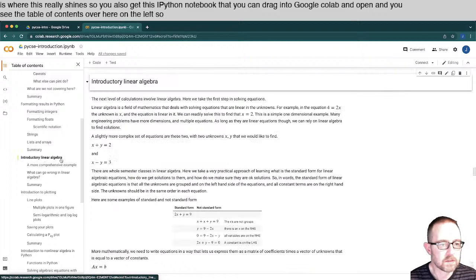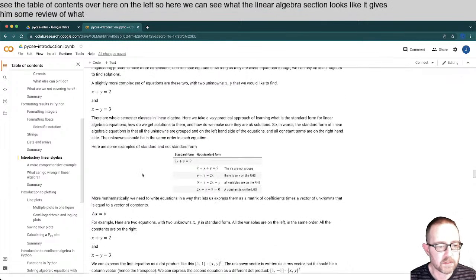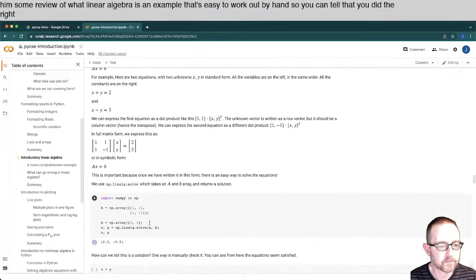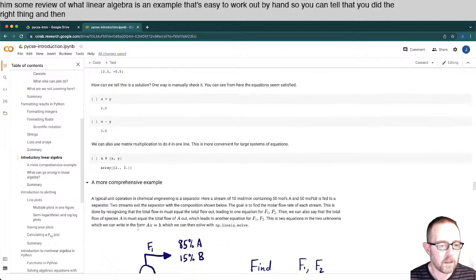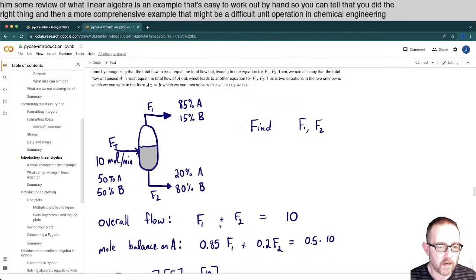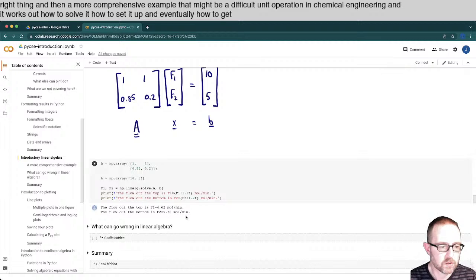So here we can see what the linear algebra section looks like. It gives some review of what linear algebra is, an example that's easy to work out by hand so you can tell that you did the right thing, and then a more comprehensive example that might be a typical unit operation in chemical engineering, and it works out how to solve it, how to set it up, and eventually how to get the solution down here.